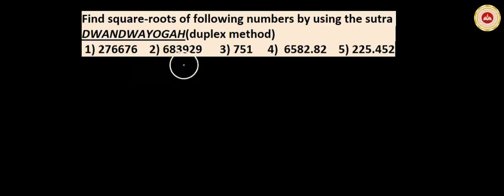Now friends, let us practice the sutra Dwandwayogah for evaluating square roots. First example is 2,76,676, a 6 digit number. So let us first write this number properly.